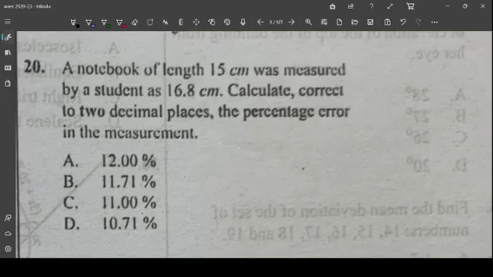And it says a notebook of 15 centimeters measured by 16.8. Calculate the percentage error. Now, what's the formula for percentage error? The formula for percentage error is equal to the error, that is, the measured value minus the actual measurement or best measurement, all over the actual measurement times 100.